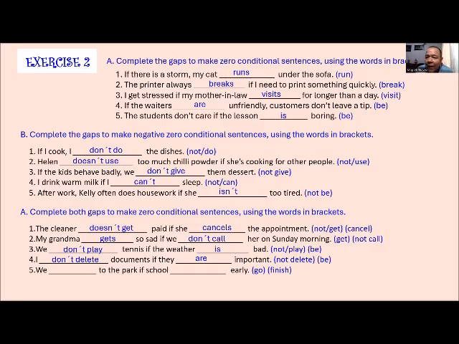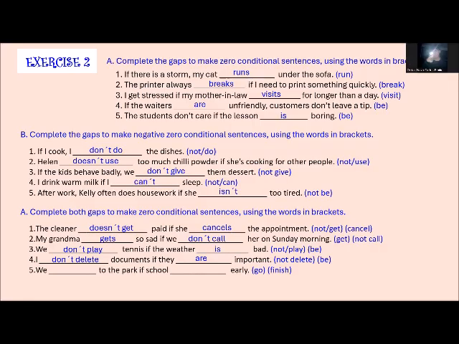A volunteer for number 5. Okay, Carlos Emilio, otra vez. Another one. Okay, Carlos, please help us. We go to the park if school are finished early. If it's finished early. No, no, no, because we don't have the verb to be. We have only the verb go and the verb finish. Try to do it again, Carlos. You did it very well in the previous one.